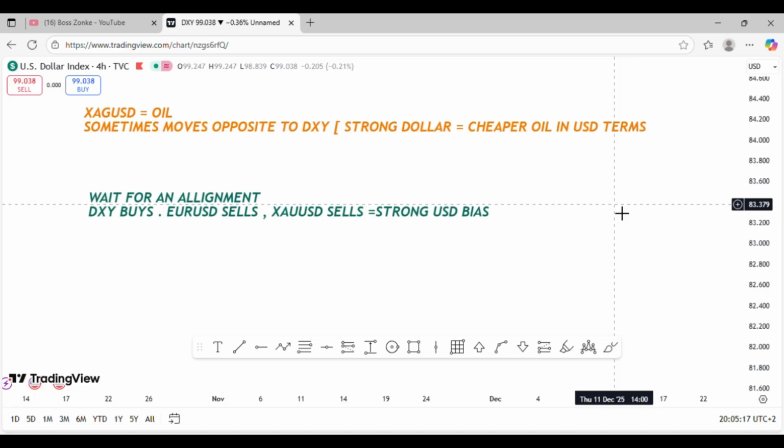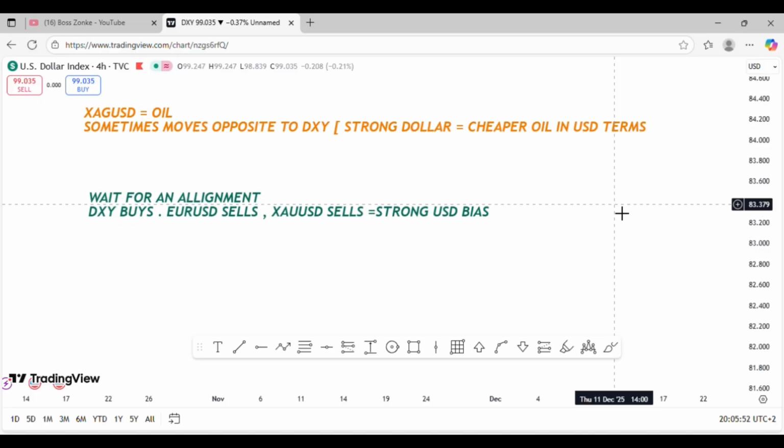Which alignment am I talking about? If DXY buys, Euro USD has to sell. Also gold has to sell. Once it's confirmed that DXY buys, Euro USD sells, gold sells, then you've got strong USD buyers. You understand? Meaning you can go to USD JPY and buy. You can go to USD CAD and buy. So you always have to compare three pairs before actually making any trade.